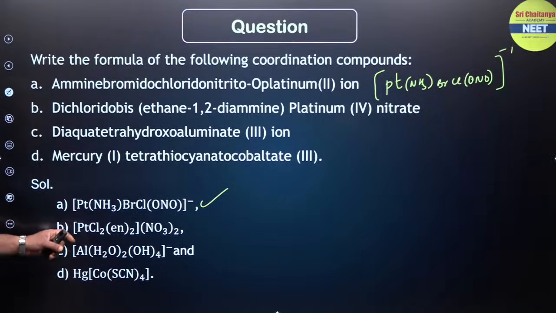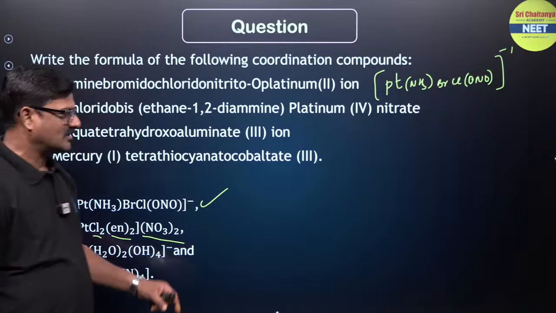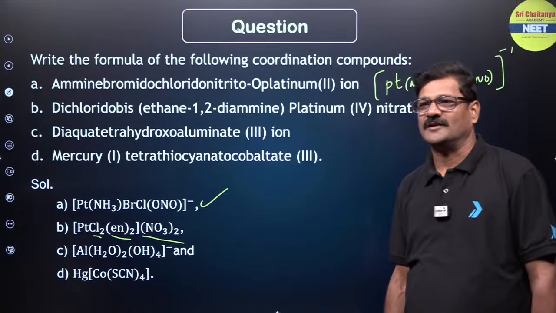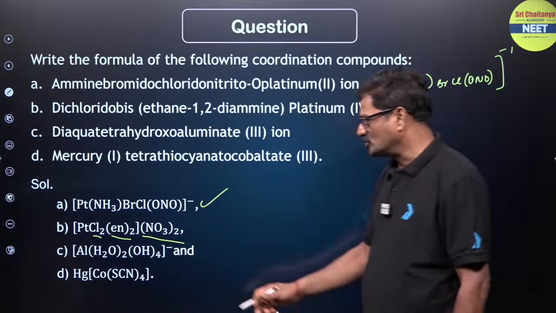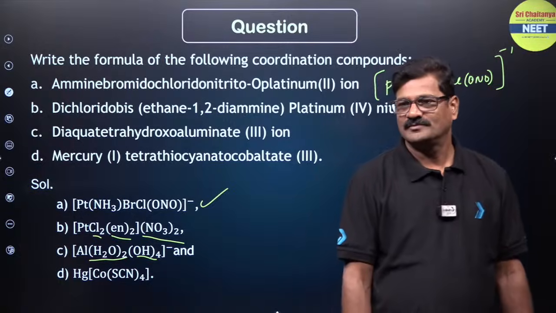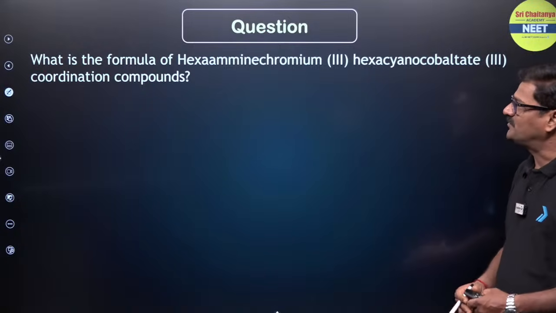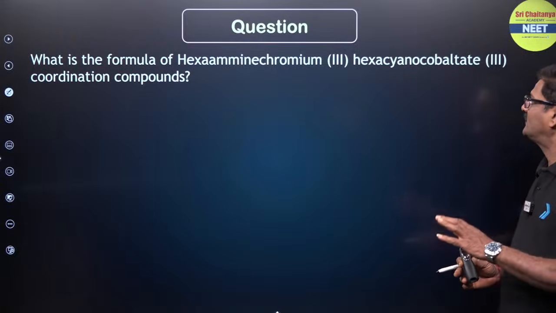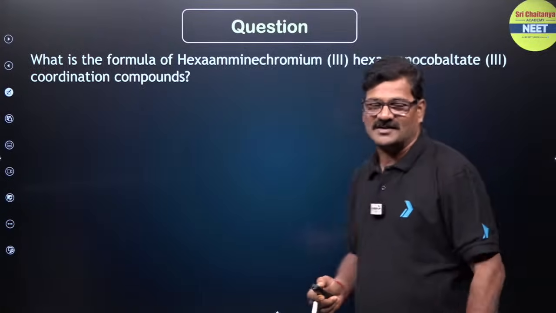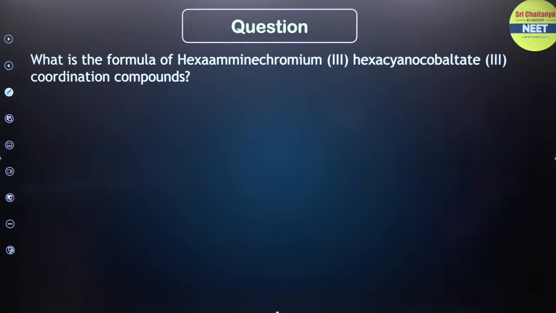And similarly, dichloridobis(ethane-1,2-diamine) platinum 4 nitrate, counter ion for charge balance. And similarly 2 water is there, diaqua tetrahydroxo aluminate 3. And moving ahead, what is the formula of hexaammine chromium 3 hexacyanocobaltate 3 coordination compound? I am waiting for your answer in the chat box. Come on, I am watching your chat box. Give me the answer.